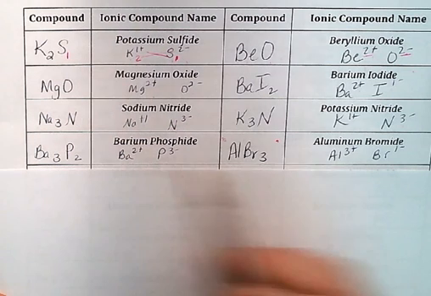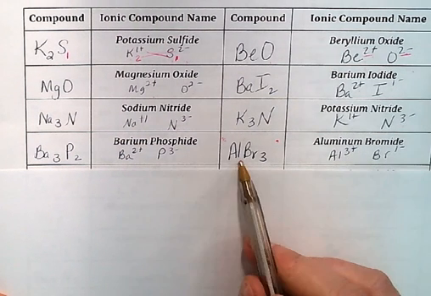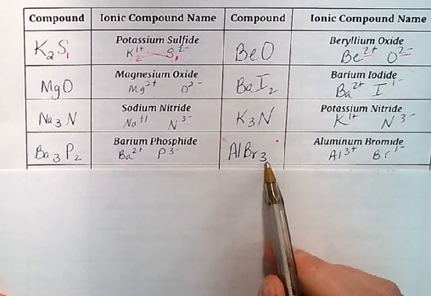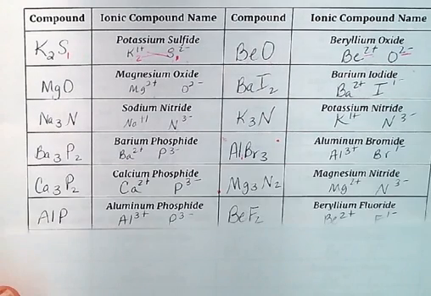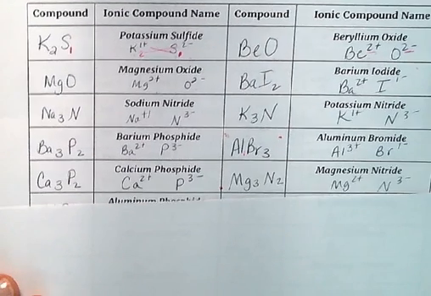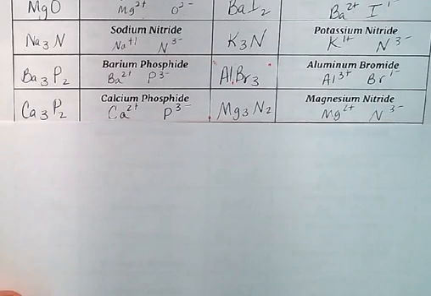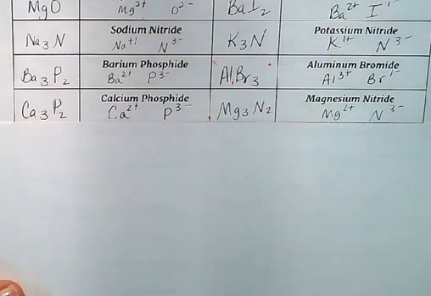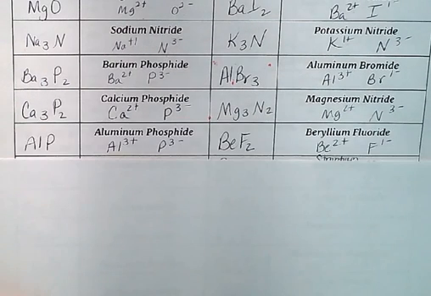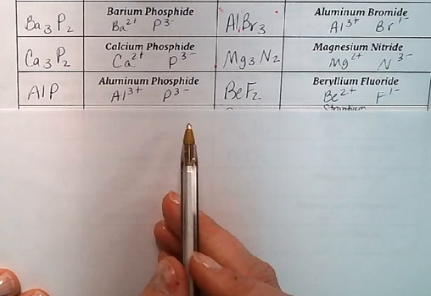Aluminum bromide, aluminum is a +3, bromine is a -1, crisscross applesauce, you end up with AlBr3, and remember that 3 just goes to the bromine. Aluminum is assumed to be 1, but you don't have to put the 1 in there. All right, the next one, calcium phosphide, Ca3P2, and I've got the oxidation numbers right there, so if you need to, you can pause it. Magnesium nitride is going to be Mg3N2. Oxidation numbers in crisscross. Aluminum phosphide, this one here is 3 and 3, so that's already balanced, so AlP.